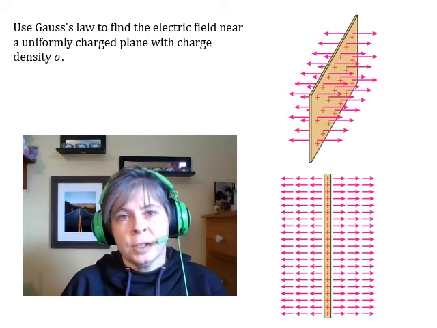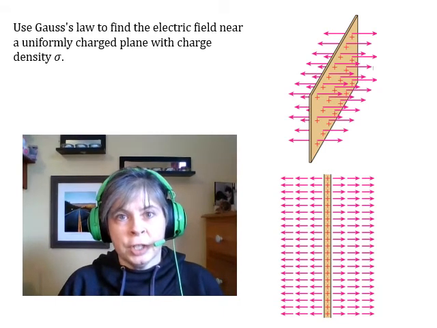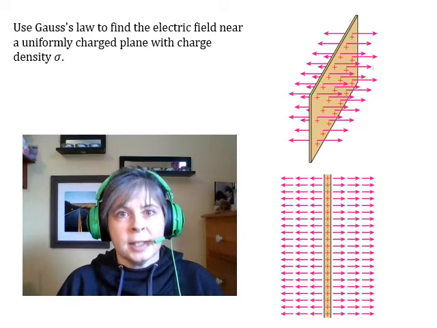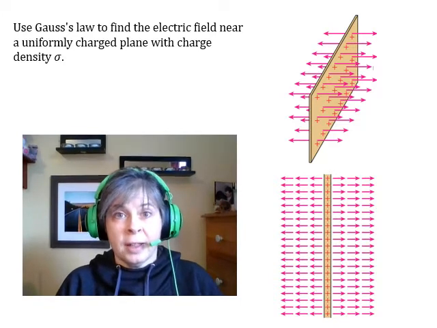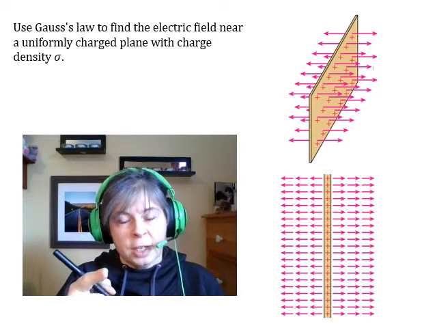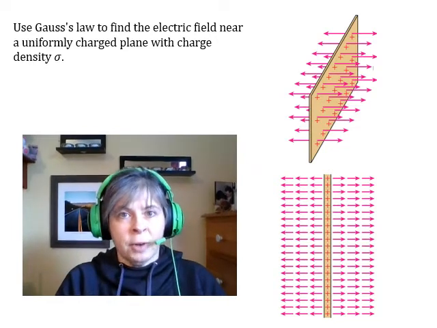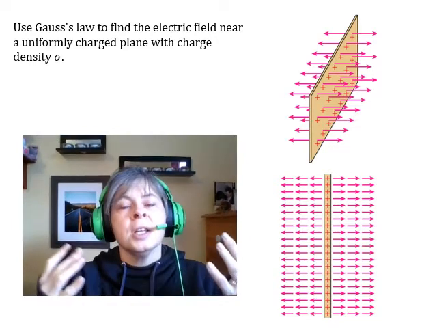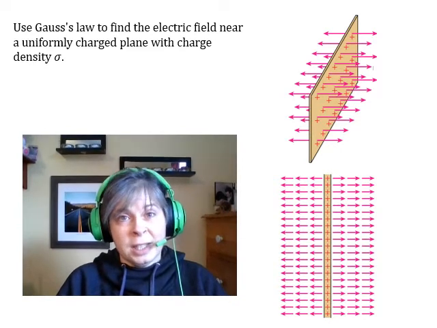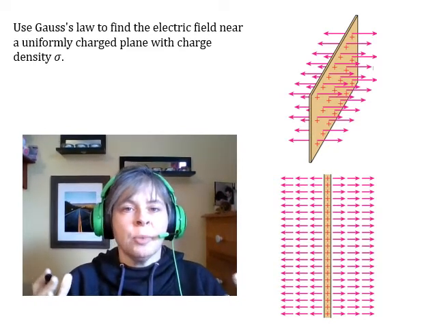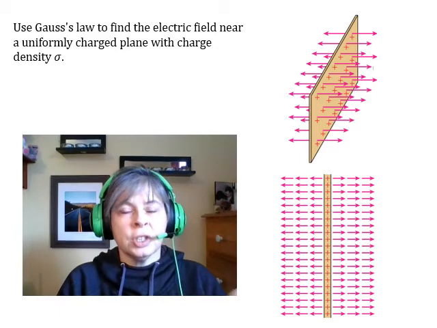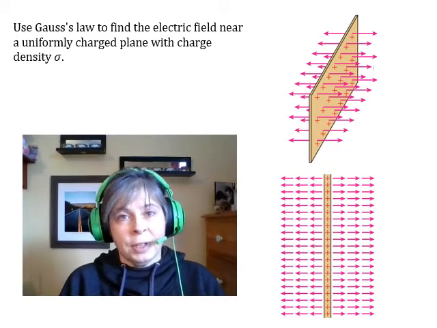Previously, we found the electric field around a plane of charge in a rather lengthy process. First, we used the integral method to find the electric field around a ring of charge. Then we used the result from that ring to use the integral method to find the electric field around a disk of charge. And then finally, we used the result for the disk of charge to extend to a plane and find the electric field around a plane.